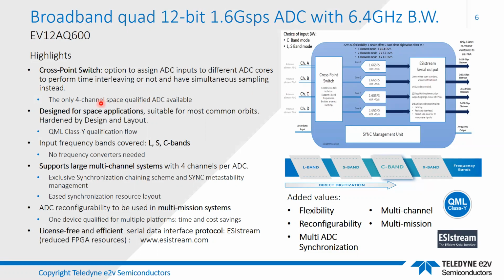It's the only 4-channel space qualified ADC in the gigasample per second range that's available. And another interesting feature of this part is the efficient serial interface. This is a serial interface that uses per core 2 lanes running at 12.8 gigabits per second.